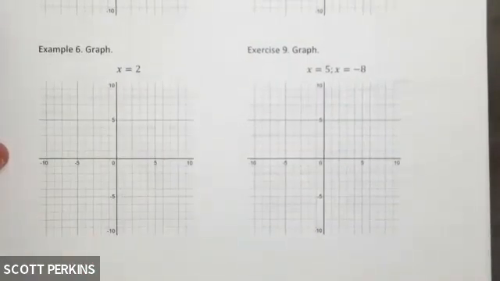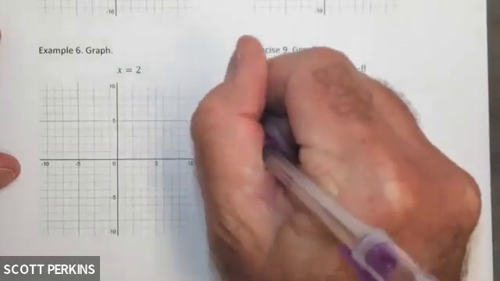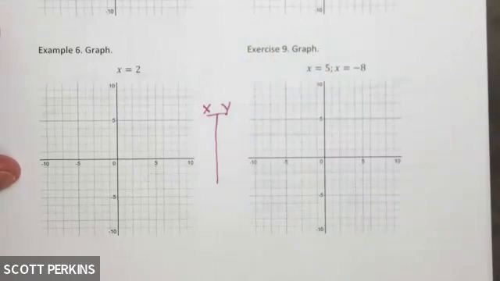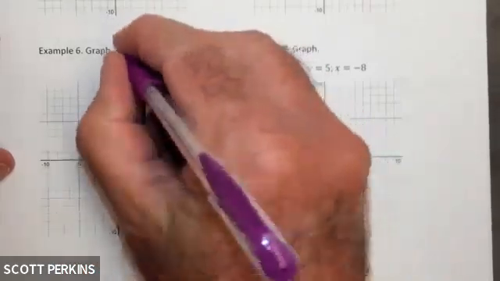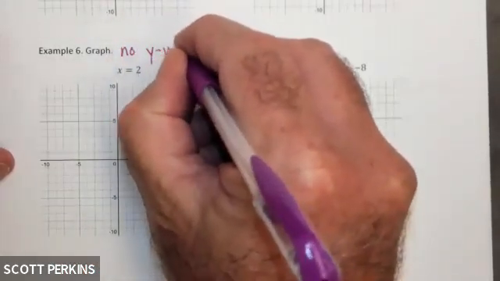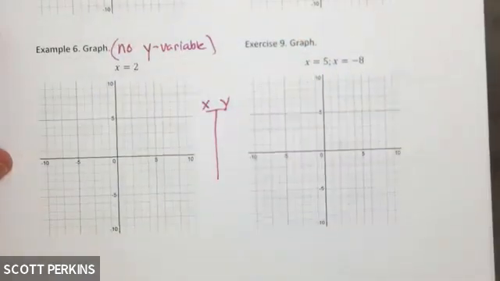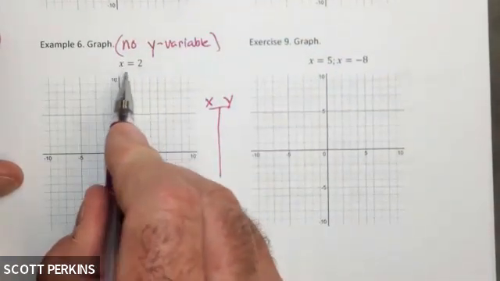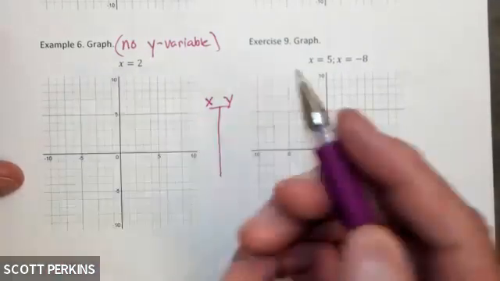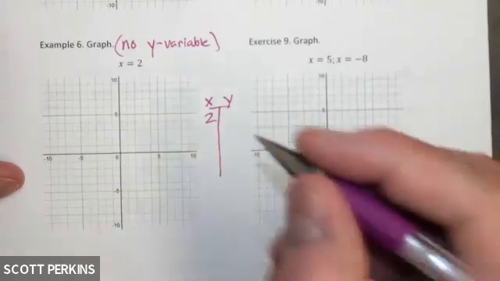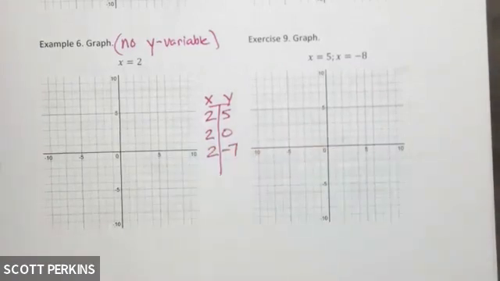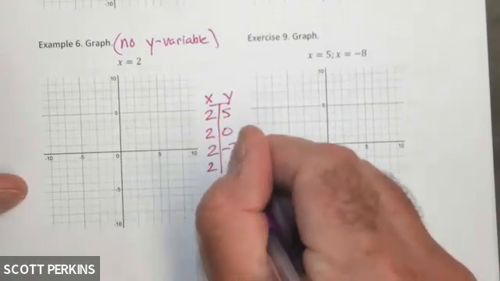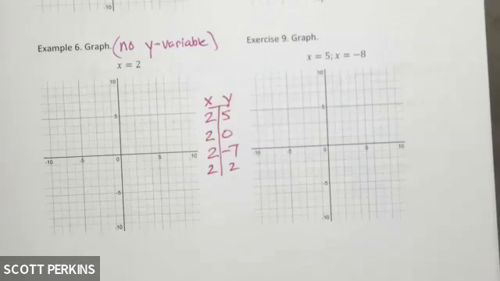Okay, so this next one says x equal to 2. So I'm going to make a little xy table for this one, and then we're going to see what happens. And so notice what's missing out of this equation. There's no y variable. So this equation says no matter what, the only x value I can pick is 2. So the x value is 2, so then the y value can be anything. I'm going to say 5, 0, -7, 2, whatever. You can pick any points you want.